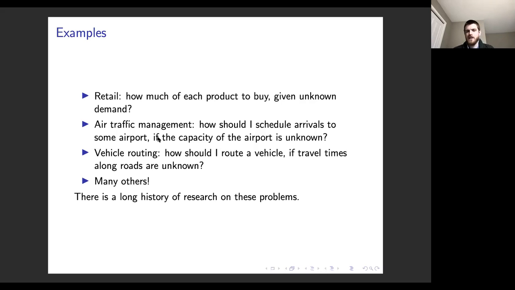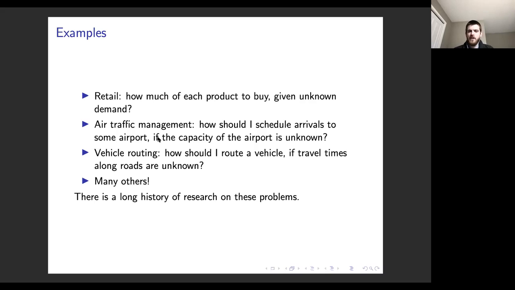Another example is air traffic management. So if you're someone like the FAA, who schedules air traffic or organizes air traffic, you might ask, how should I schedule arrivals to some airport? But generally the capacity of the airport is actually unknown ahead of time because it can depend on things like weather. So if bad weather comes in, the capacity of the airport is going to be lower than if there's good weather the whole day.